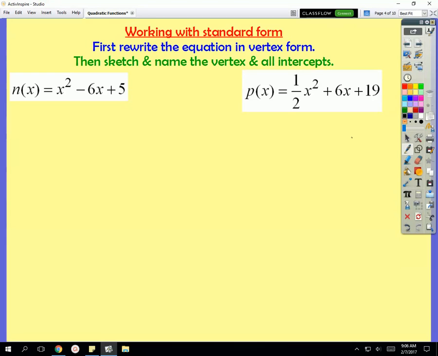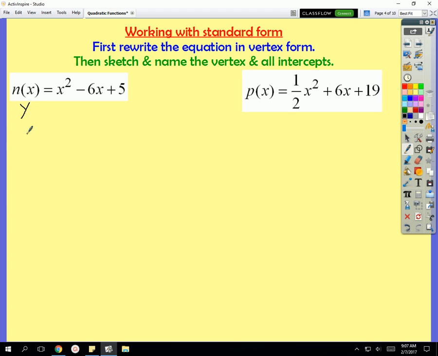Now we're moving on to work with quadratic equations that are in the standard form. Now I want you to consistently, on a problem like this, not a word problem, but on a regular problem where you're graphing and finding the vertex and the intercepts, I want you to begin by rewriting in vertex form first. That process requires completing the square.